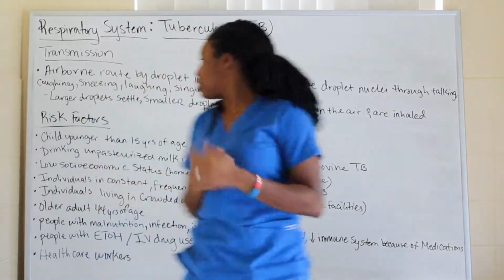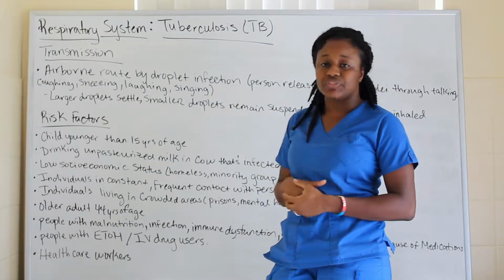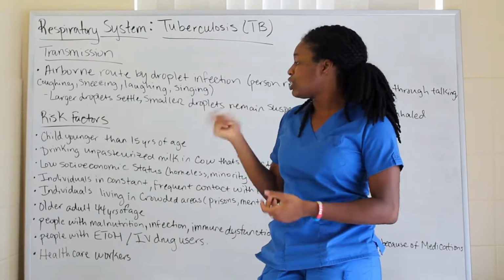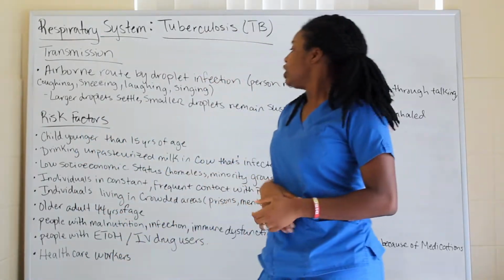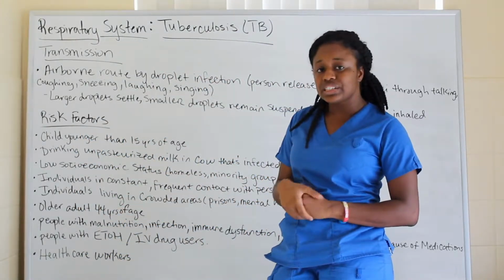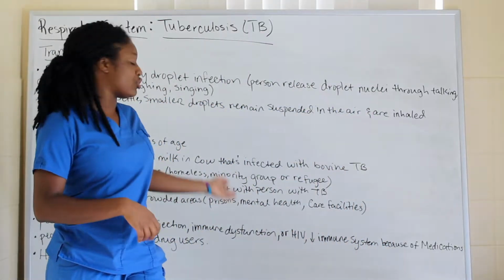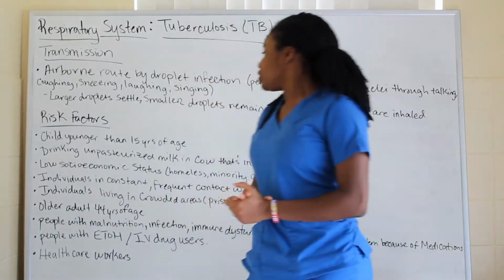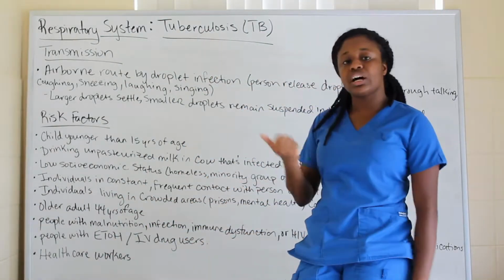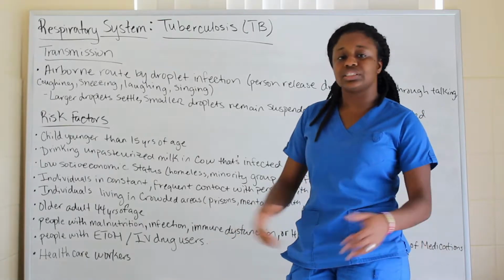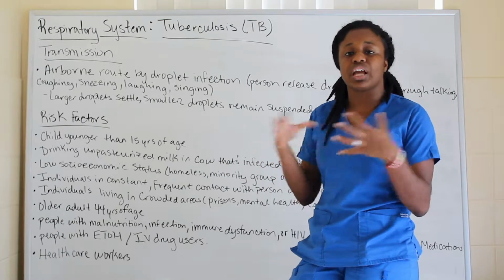Some of the risk factors are a child younger than 15 years of age, drinking unpasteurized milk from a cow that is affected with the TB infection, and low economic status, which includes minority groups, refugee groups, or homeless people. You also have individuals living in crowded areas like a prison, mental health care facilities, assisted care facilities, nursing homes, and different places like that, where you're in a crowded area constantly.